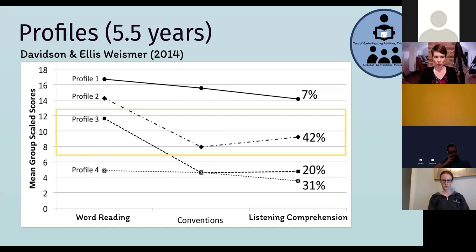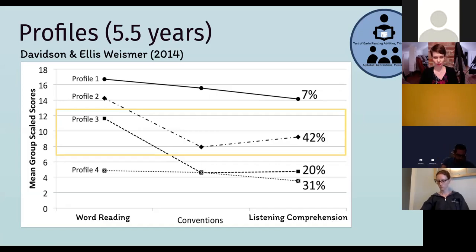So if we look at these 4 profiles, profile 1 is a very high performing profile. They're performing above average in both their word reading abilities and their listening comprehension abilities. This accounted for 7% of our sample, and we would have no concerns about individuals falling in this profile's reading abilities.